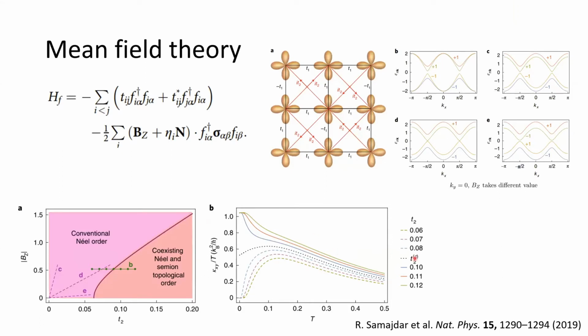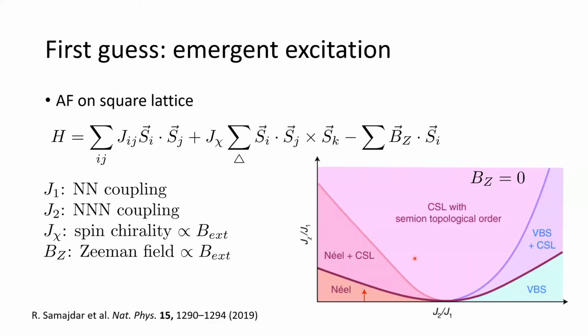yeah. Can we go back to the original spin model? Yes. Yeah. So if I were to just take this model literally, can you give me some estimate of how big J chi needs to be in order to explain the magnitude observed in the data for the kappa xy?